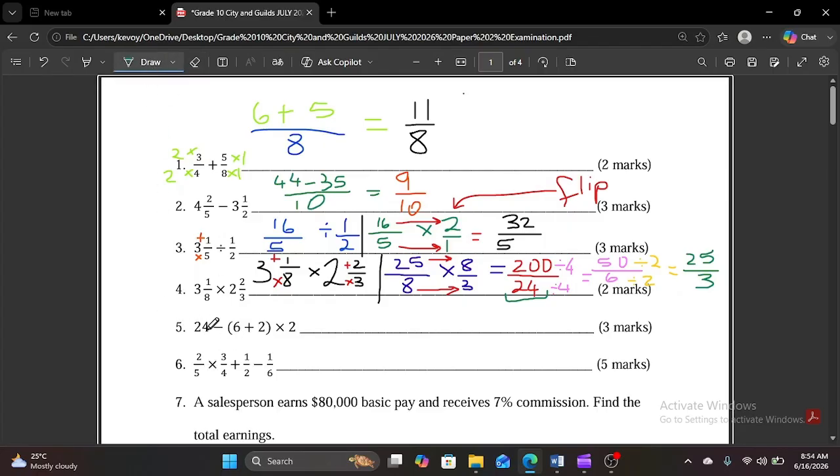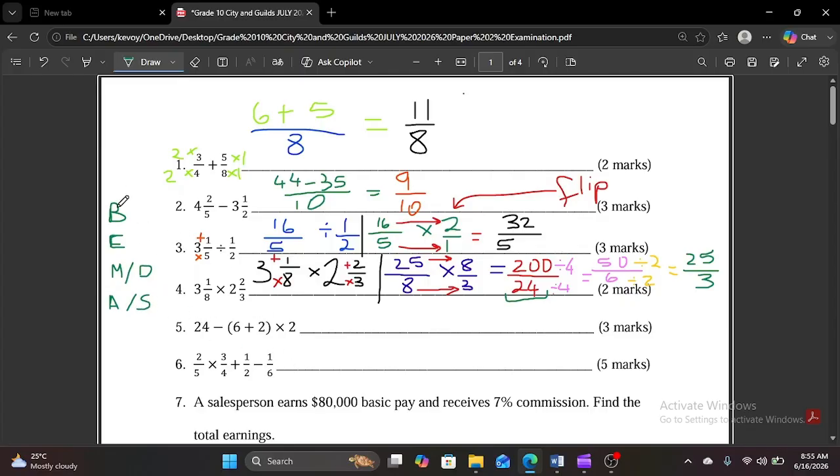So question 5 says we are using the order of operations. In the order of operations, you work what is in the bracket first. So bracket comes first. Then you work our exponents. And then we have multiplication and division coming afterwards. And then addition and subtraction comes last. So that's our order of operations.